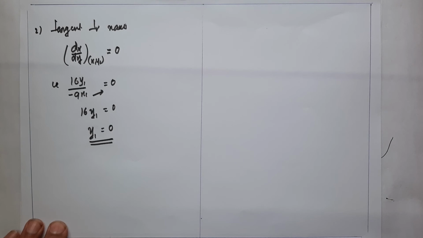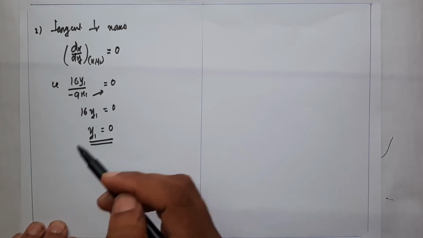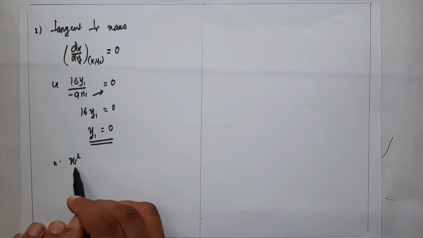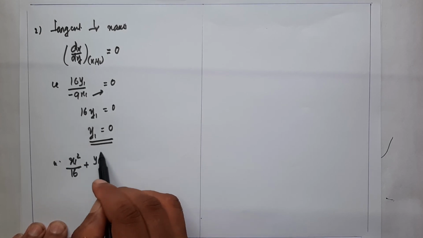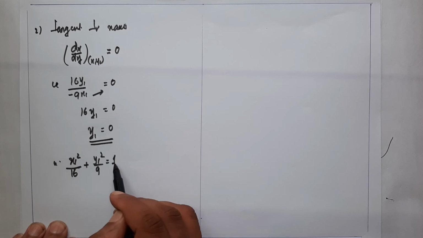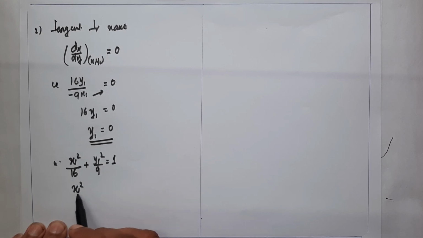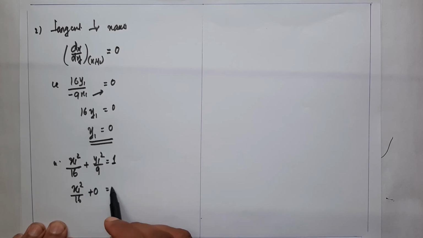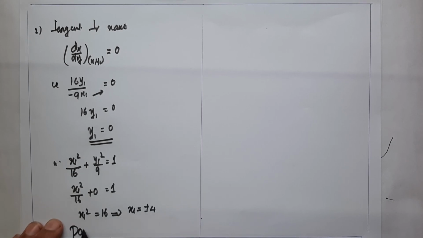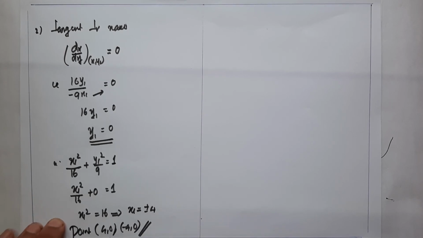You already know x1 y1 is a point on the ellipse also. When x1 y1 passes through the ellipse, we get x1 square by 16 plus y1 square by 9 is equal to 1. Now we put y1 equal to 0, and therefore x1 square by 16 plus 0 is equal to 1, and therefore x1 square is equal to 16. That implies x1 is equal to plus or minus 4, and therefore the required points are 4, 0 and minus 4, 0. The tangent lines through these two points are perpendicular to the x-axis. The tangent lines through 0, 3 and 0, minus 3 are parallel to the x-axis. That's all.